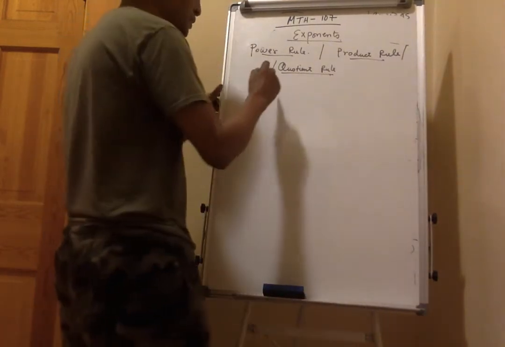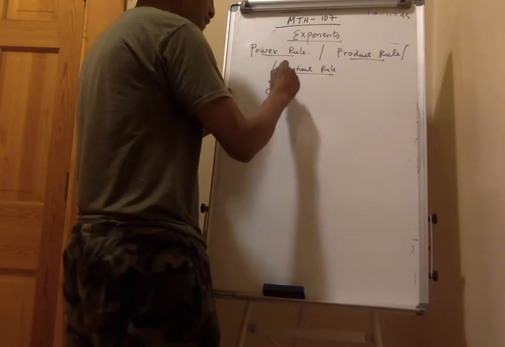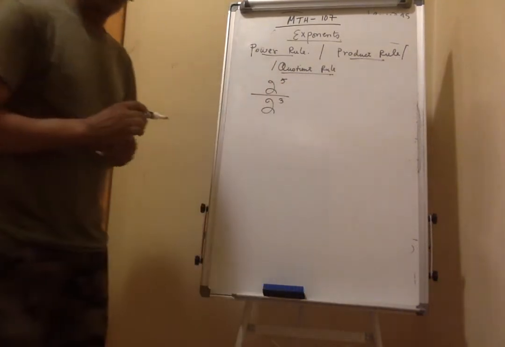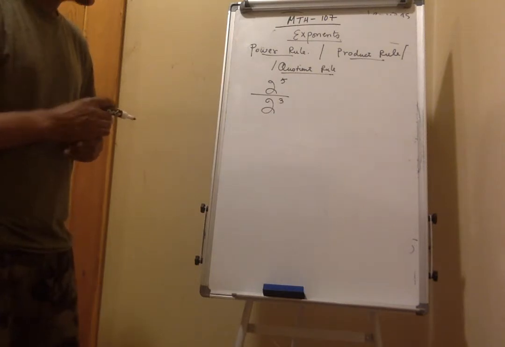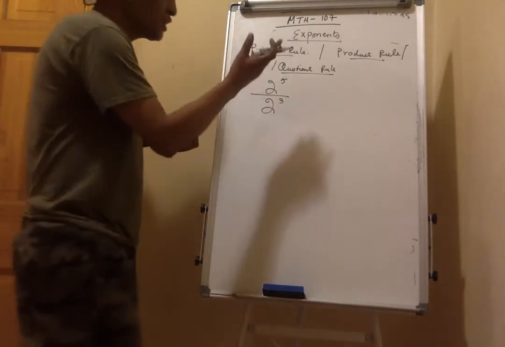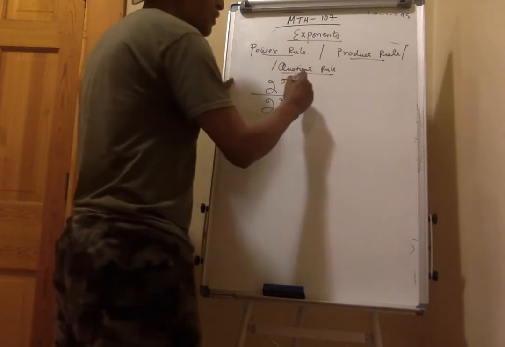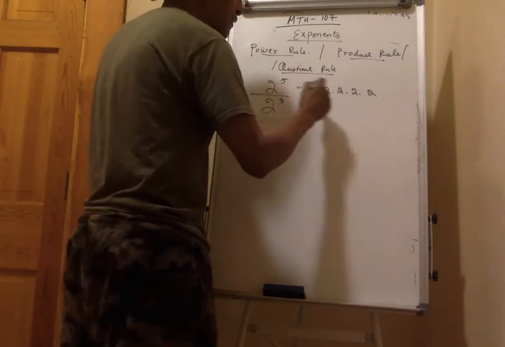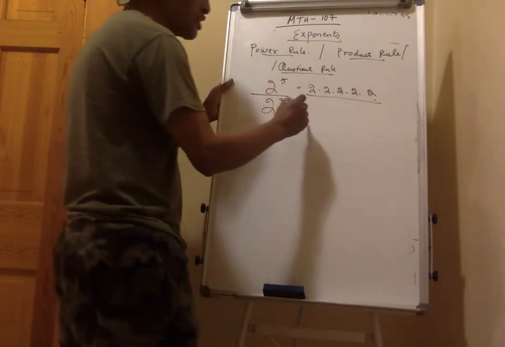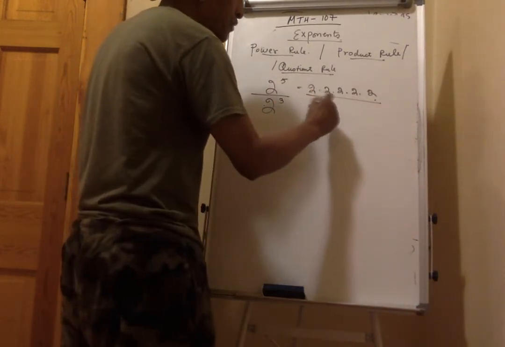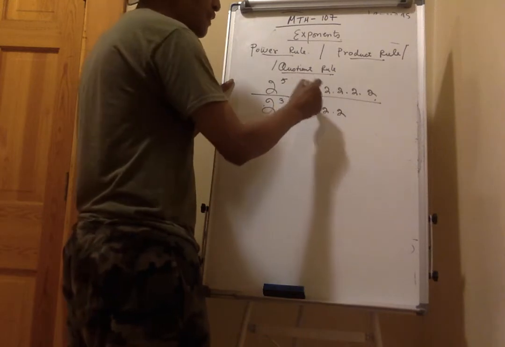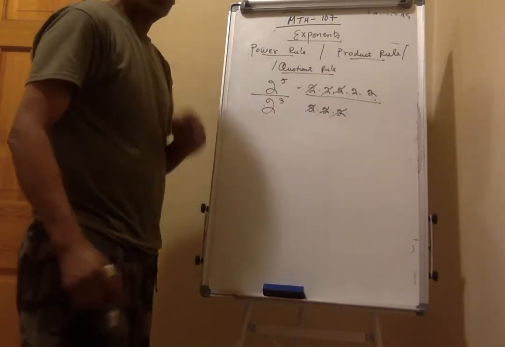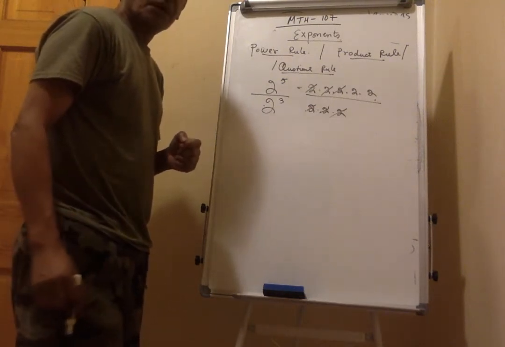Suppose you have 2 raised to the 5th power and it is divided by 2 raised to the 3rd power. So let's just go in. What is 2 to the 5th power? There are how many 2's? 5 of them. And then 2 to the 3rd power, there are how many of them? 3 of them. So if you cancel each one of them, the top and the bottom, you end up with 2 to the 2nd power.